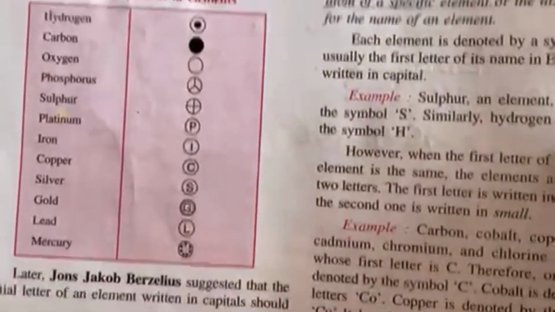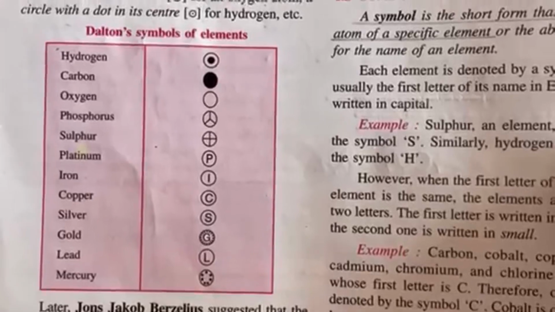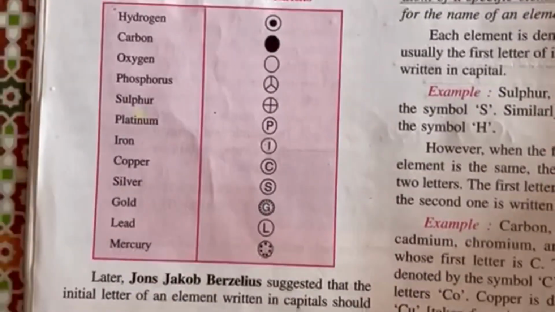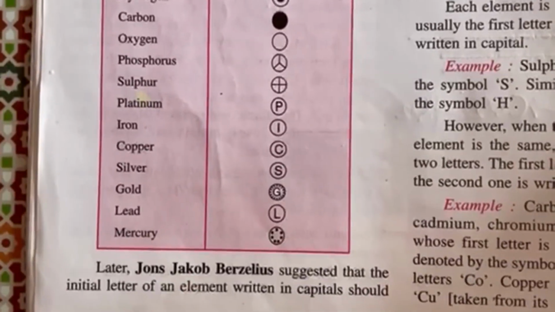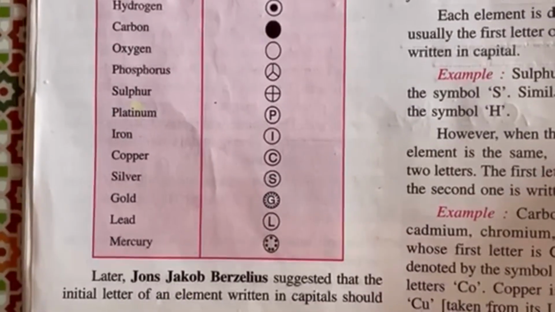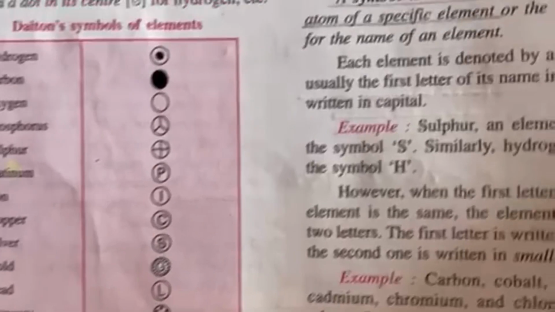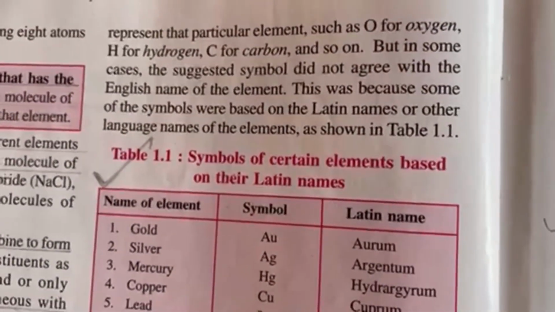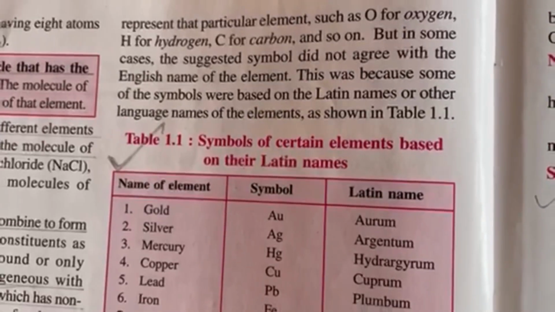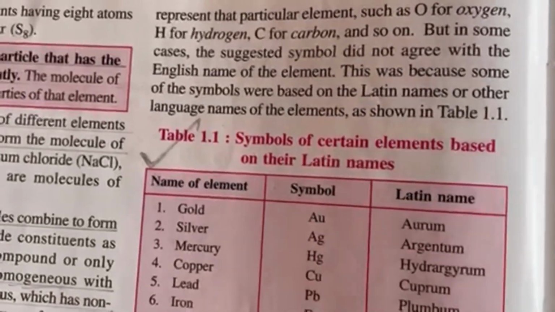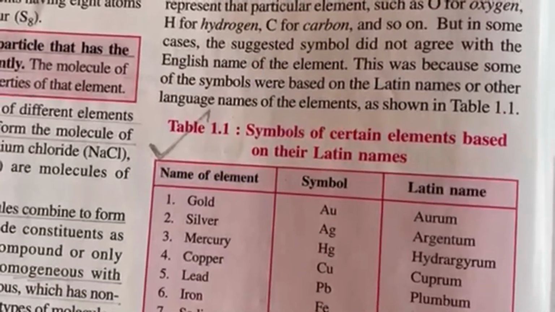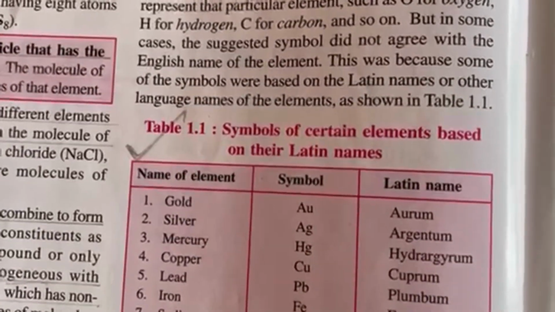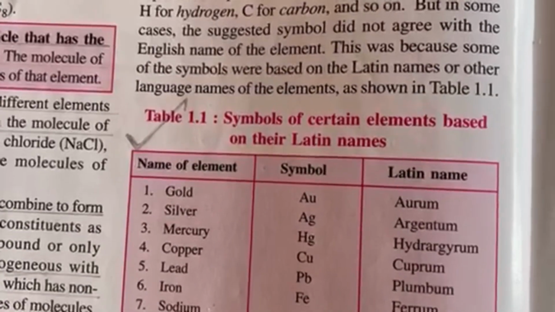So this is how they used them long time back. You can just take a look. Of course, you don't have to learn this by heart. Dalton's symbols of elements, you can just see how he used them. But later, John Jacob Berzelius suggested that the initial letter of an element written in capitals should represent that particular element, such as O for oxygen, H for hydrogen, C for carbon. But in some cases, the suggested symbol did not agree with the English name of the element because it was similar, and so that is why some of the symbols were taken from the Latin names.